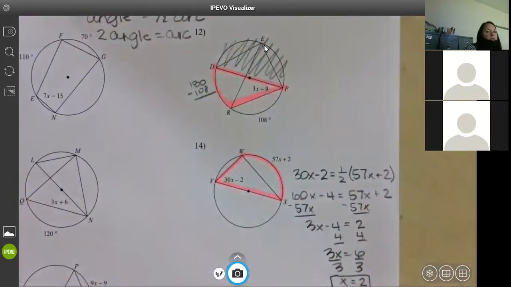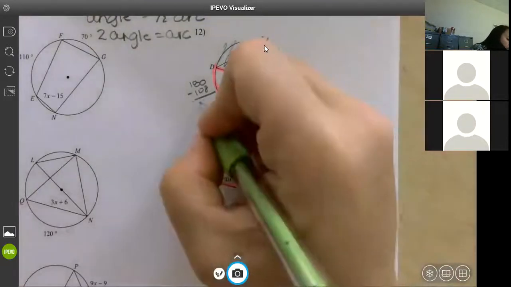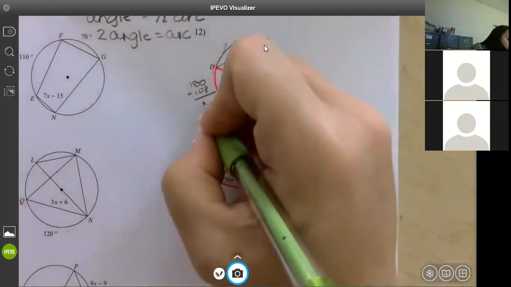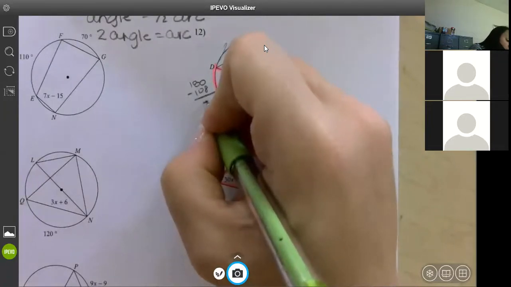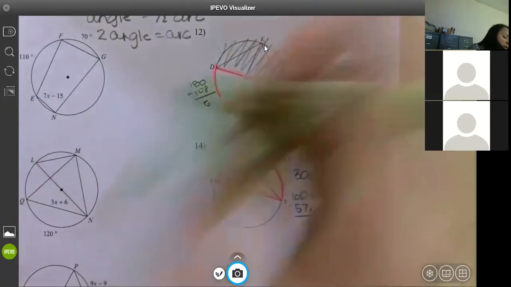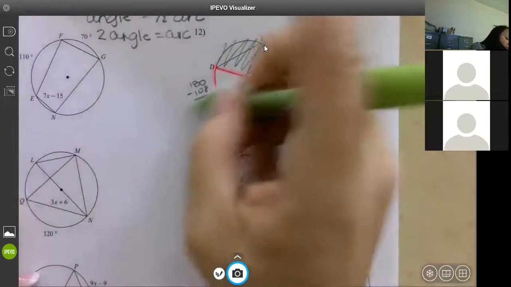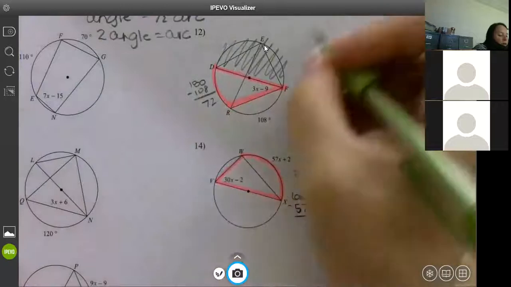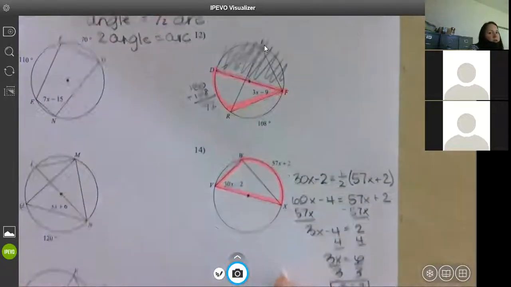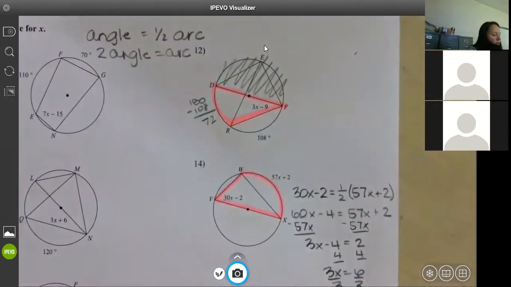180 minus 108, which is? Yeah, I thought it was 72, but I was going to take your word for it for a minute. 72. So then now you can do either one. Which one do you want to do? 2 times the angle equals the arc, or angle equals half the arc? Which one?